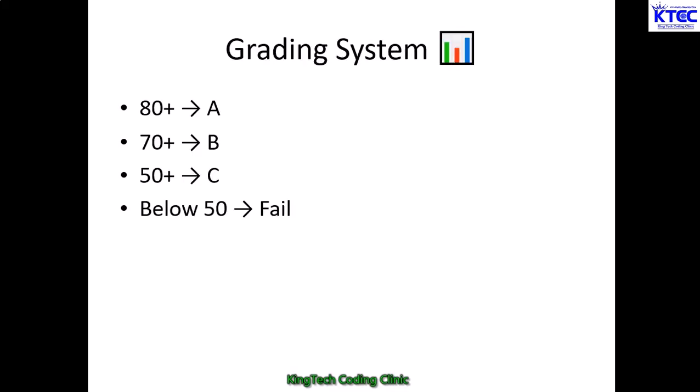And this is how the grading system is going to be. 80 plus, that is 80 and above, the grade should be A. 70 plus, that is 70 and above, the grade should be B. 50 plus, 50 and above, the grade should be C. And then below that should be fail.